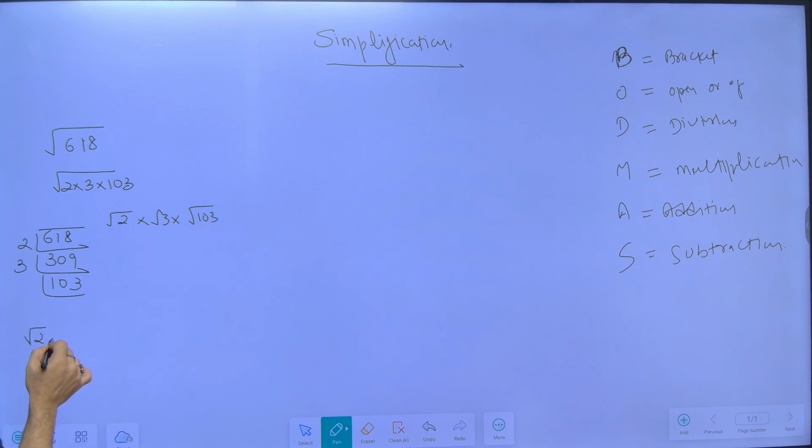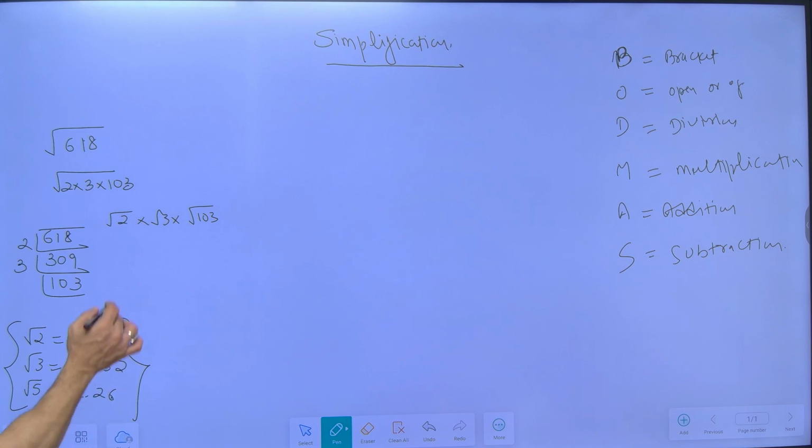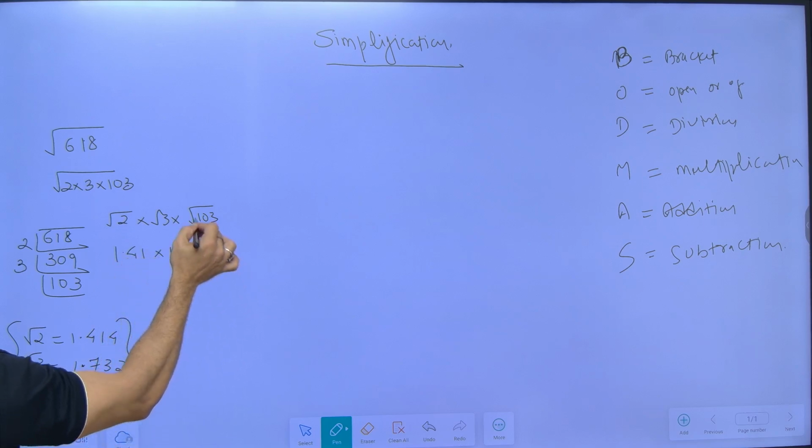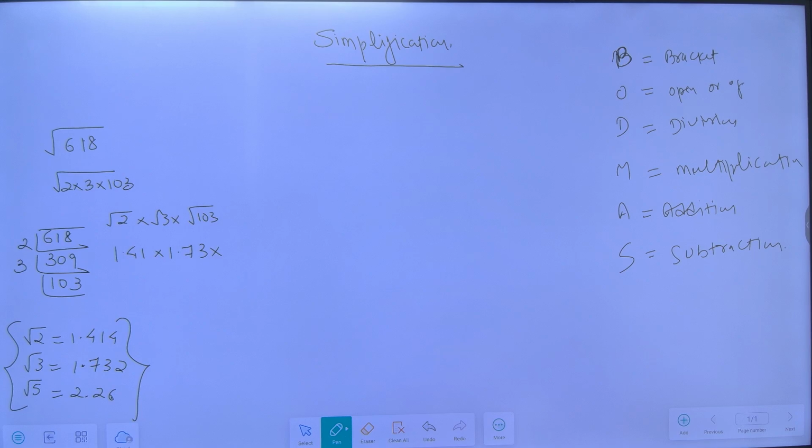Remember the value of root 2, although they give you in paper, it is 1.4. 1.414. Under root of 3 is 1.732. These are the values, right? Under root of 5 is 2.26. Certain values of root should be known to you. Now we have to find out under root of 103 also, right? So I can multiply this with 1.41, 1.73, and I have to find out under root of 103.